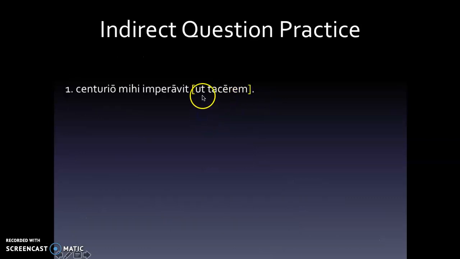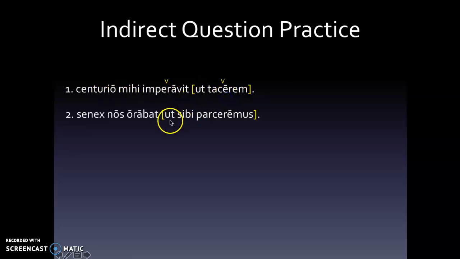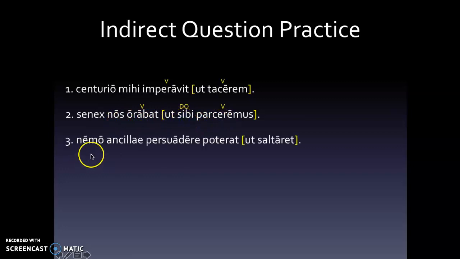All right, our first one, it's really short, ut tacerim. Imperavit is our head verb, and it means the centurion ordered me to be quiet. All right, we've got ut, and then we've got a subjunctive. We've got our head verb. This is a direct object. The old man begged us to have mercy on him.